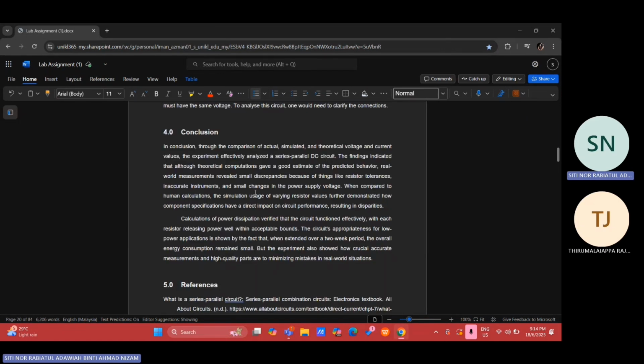So in conclusion of this lab, through the comparison of actual simulated and theoretical voltage and current values, the experiment effectively analyzed a series parallel DC circuit. The findings indicate that although theoretical computation gave a good estimate of the predicted behavior, real-world measurement reveals small discrepancies because of things like resistor tolerance, inaccurate instruments, and also small changes in the power supply voltage.